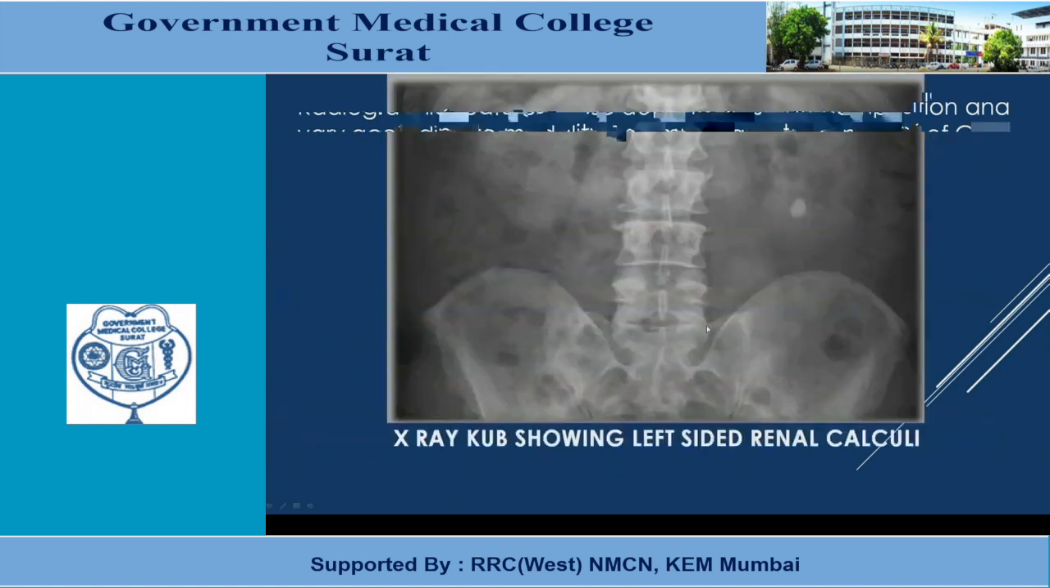This is a plain X-ray KUB showing radio-opacity. You can see the renal parenchymal shadow, and this round to oval radio-opaque shadow at the lower pole of the left kidney, suggestive of a calculus in the lower pole calyx of the left kidney. These are the osteophytes in the lumbar vertebra. You can visualize this.